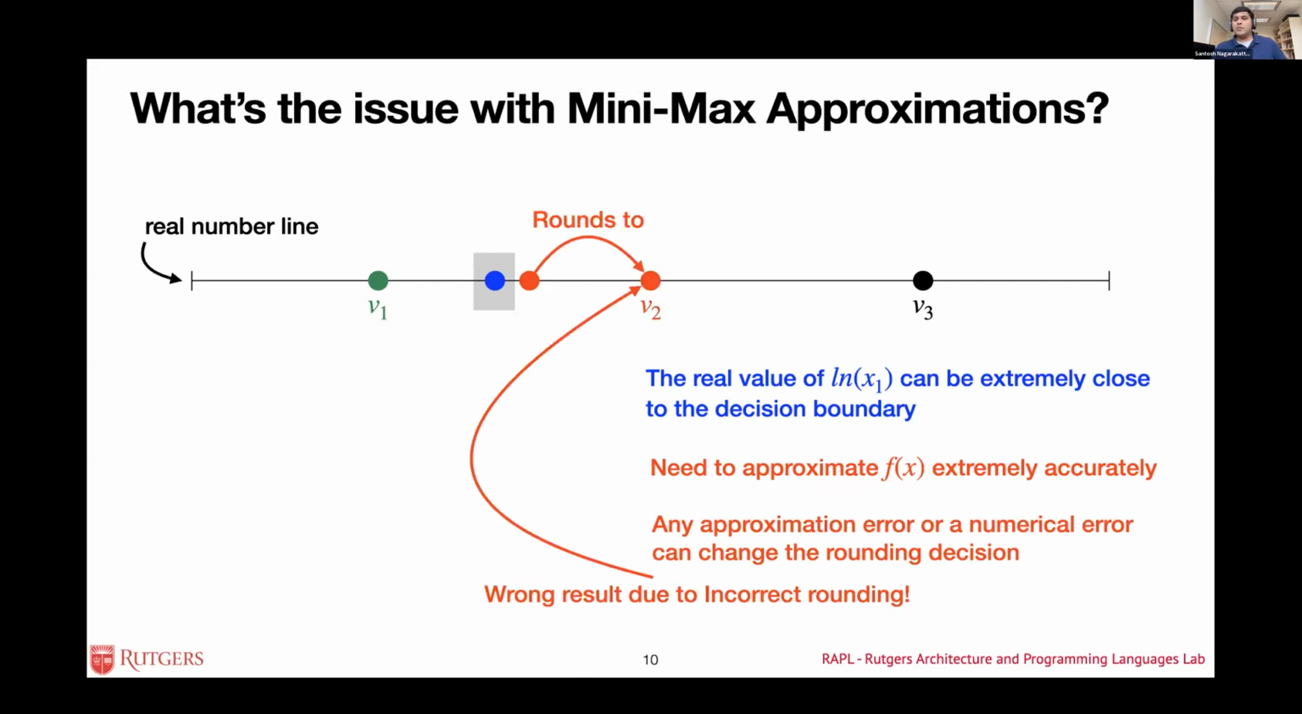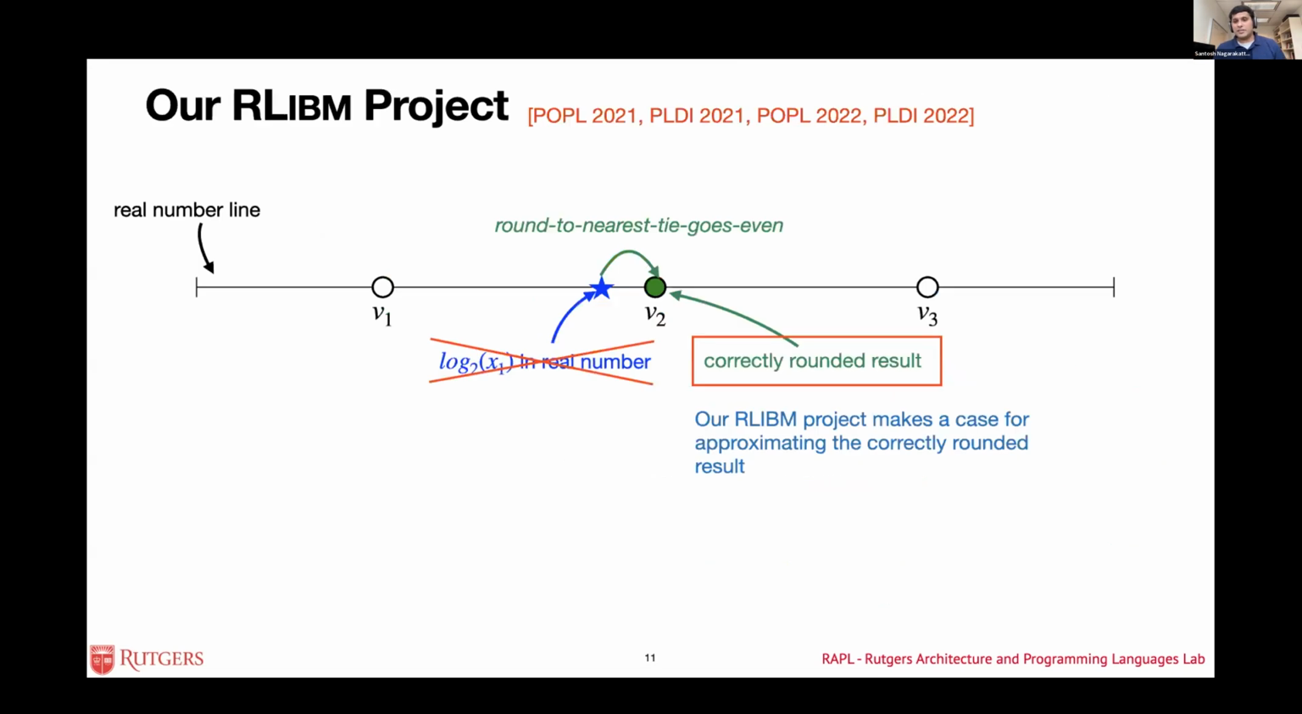So what is the RLIBM project in a nutshell? The idea in the RLIBM project is, why are you focused on the real value? Just approximate the correctly rounded result. So the RLIBM project makes a case for directly approximating the correctly rounded result.